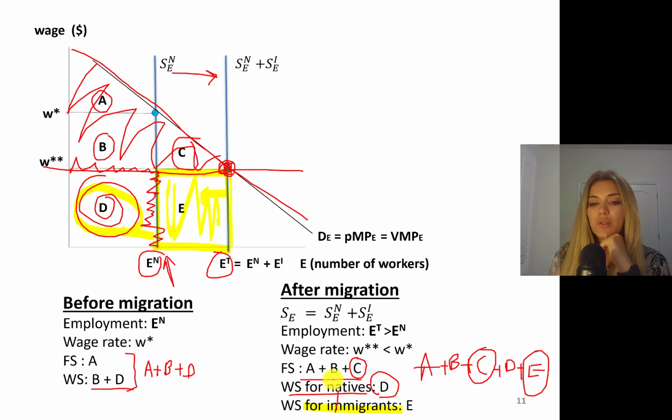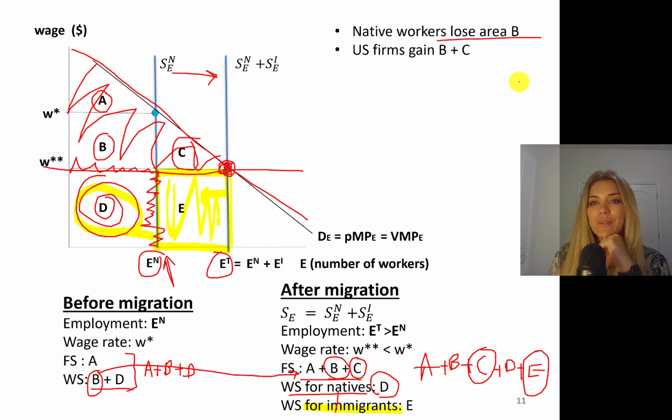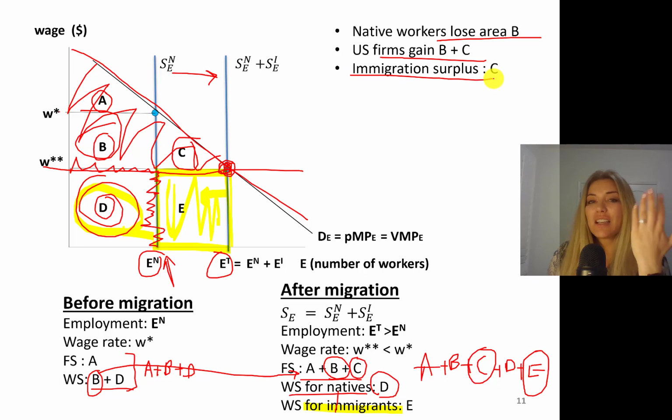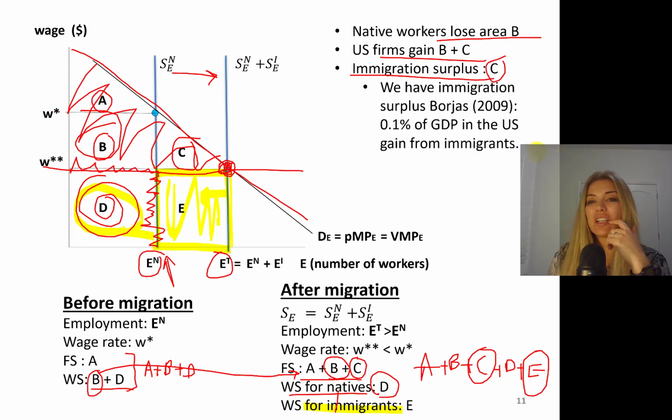And firms also get the native worker surplus portion B, which becomes firm surplus. So the firms are really benefiting from this. Native workers lose area B to firms. This area is lost. US firms gain area B plus C from migration. Immigration surplus goes to the immigrants. The immigration surplus that goes to the companies is C, and immigrants get the area E.